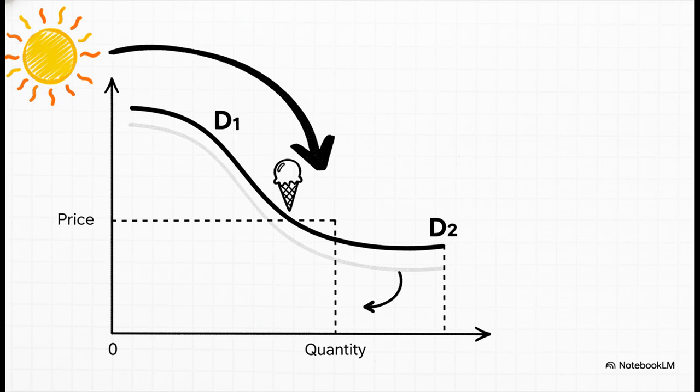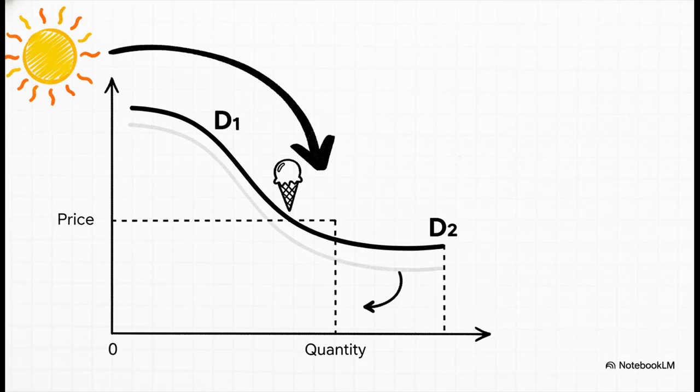But if something else changes, like our income goes up or our tastes change, the entire curve moves. So let's imagine there's a huge heat wave. Well, now people want more ice cream at every single price point. The whole demand curve actually shifts over to the right. That is a change in demand itself.